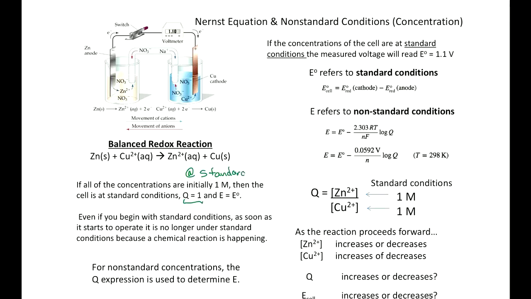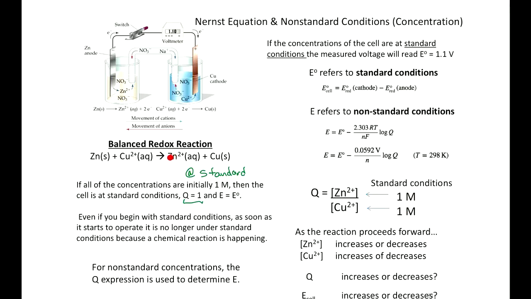So that's why if I measure the cell potential with the voltmeter, if I put those alligator clips on the cathode and anode, I should read a voltage of 1.1 because we're at standard conditions. But let's think about what happens as the reaction moves forward. Right now, when we start the reaction at standard conditions, Q is 1.